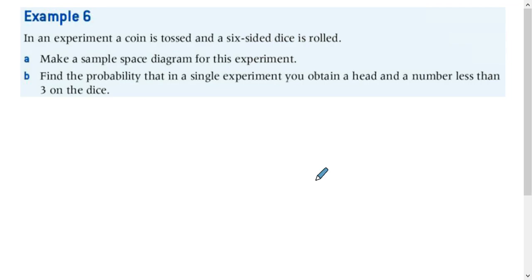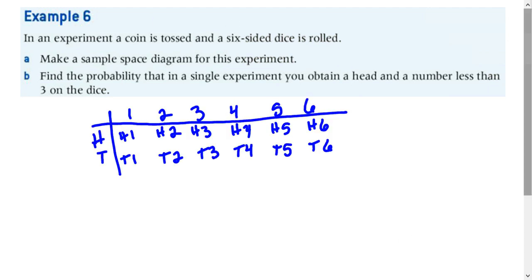In an experiment, a coin is tossed and a 6-sided dice is rolled. Make a diagram for the experiment. I'm specifically saying a sample space diagram. And then I want you to find the probability that in a single experiment you obtain a head and a number less than 3 on the die. So this is your way of organizing it with a sample space experiment. Because there was just 2 pieces of information, one goes on one axis, one goes on the other. It doesn't matter which way you order it. You could have done vertically the 1 through 6 and horizontally heads and tails. It doesn't matter a bit.